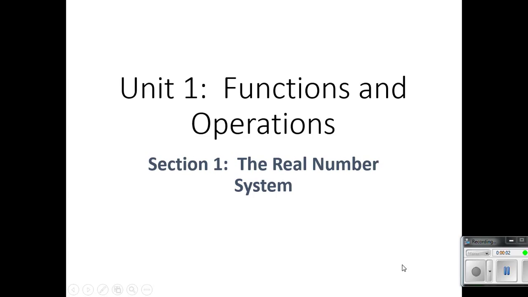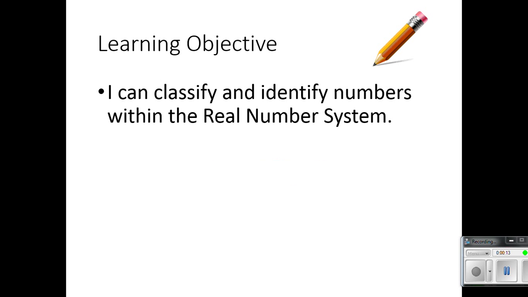Hello Algebra 2 folks, and welcome to Unit 1, Functions and Operations. Today we're going to start Section 1, and we are going to start learning about the real number system. The learning objective for today, and I need you to write this down, is I can classify and identify numbers within the real number system.